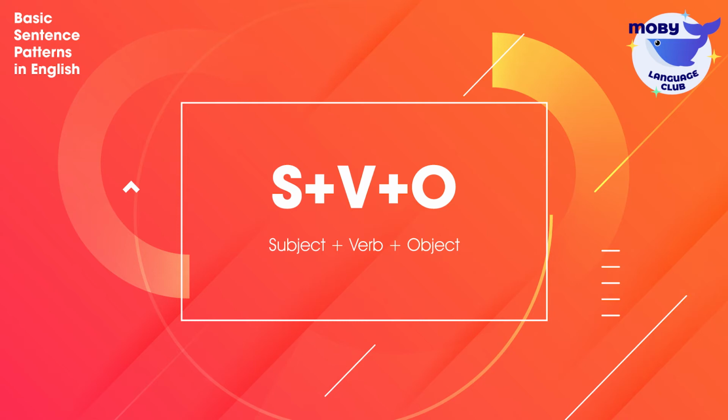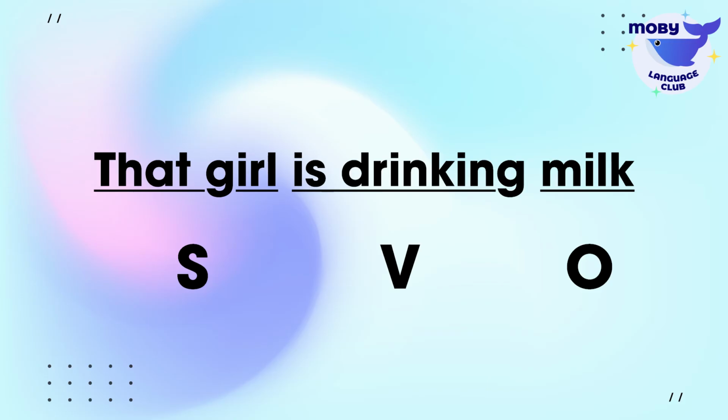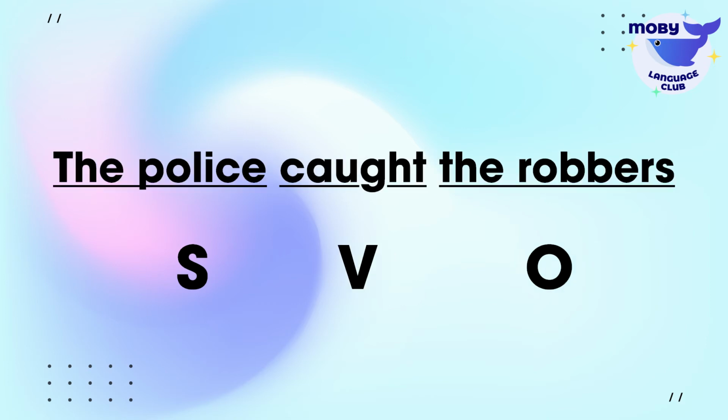The third basic sentence pattern in English is the SVO pattern. This pattern includes a subject, a verb, and an object. Let's see some examples. That girl is drinking milk. The police caught the robbers.